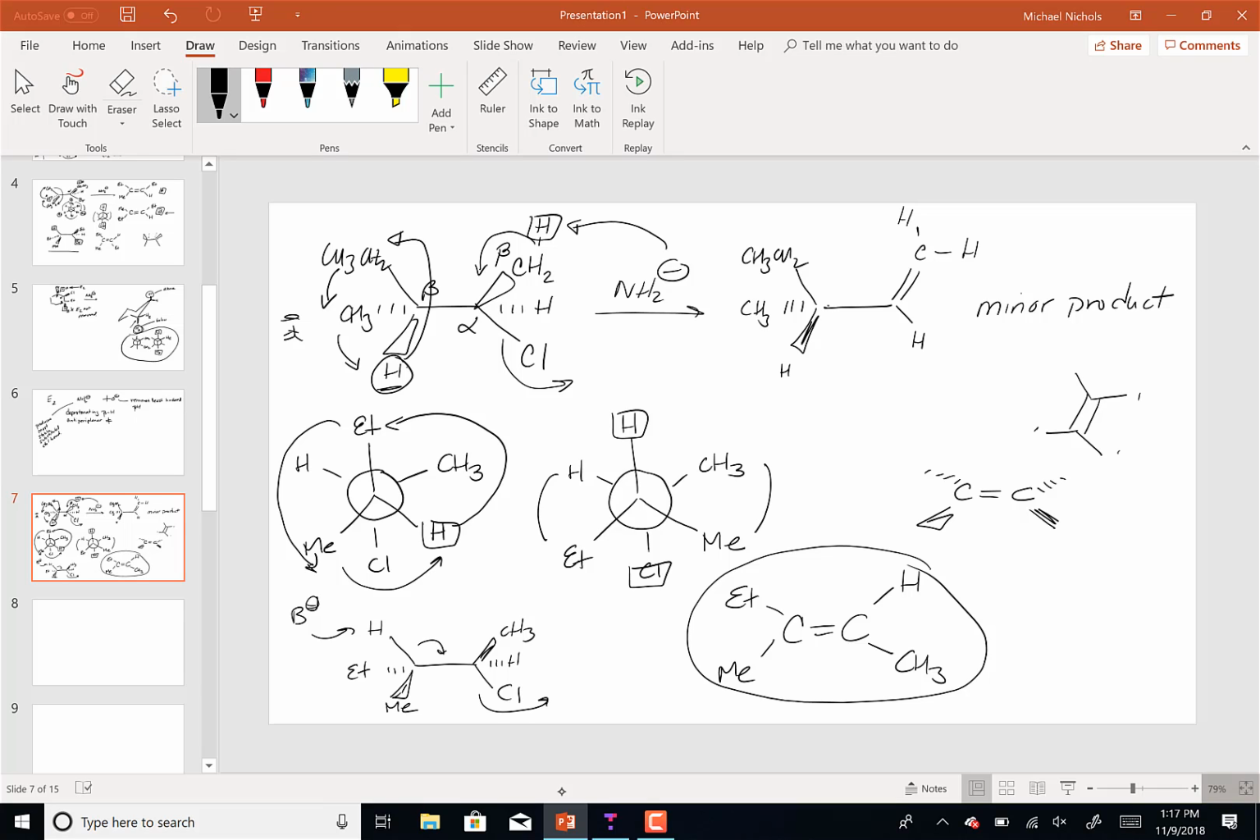Now in this case, the two groups that are on the bold wedges, they become cis. The two groups that are on the dashed wedges, they become cis. So depending on how you do the molecule, you will get the same answer, hopefully. But it's the two groups here that are bold that become cis, two groups that are dashed become cis. In the Newman projection, the two groups that are on one side become cis, and the two groups that are on the other side become cis.